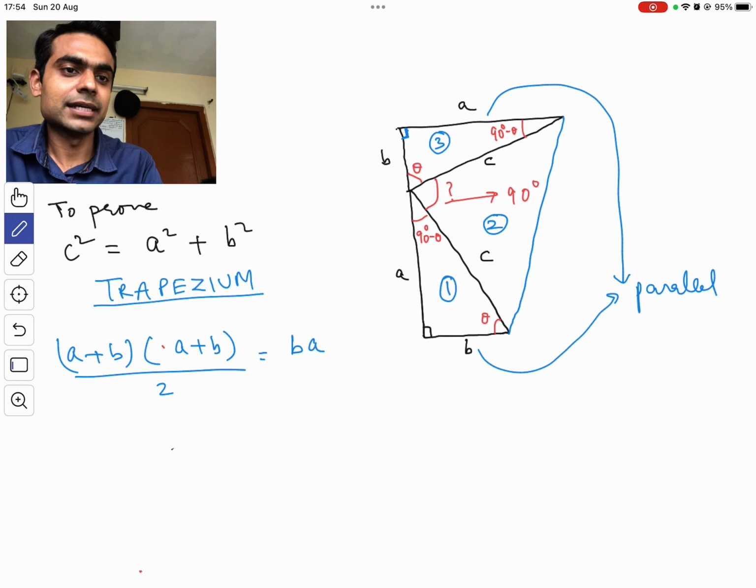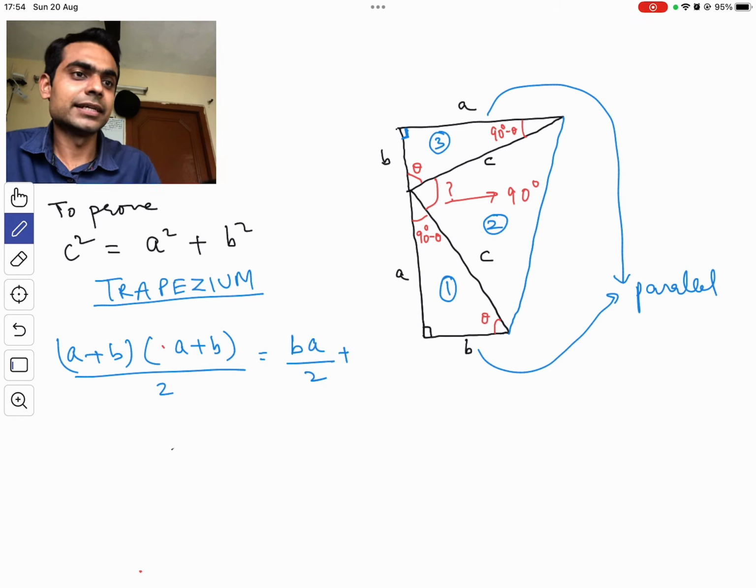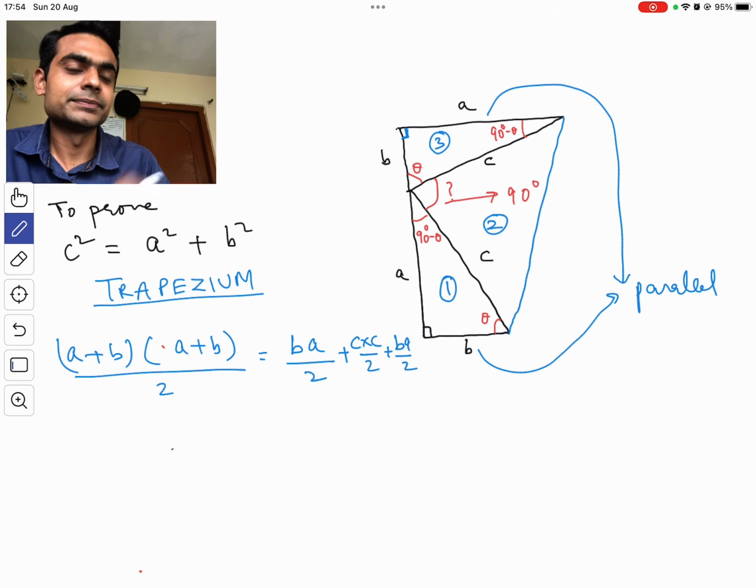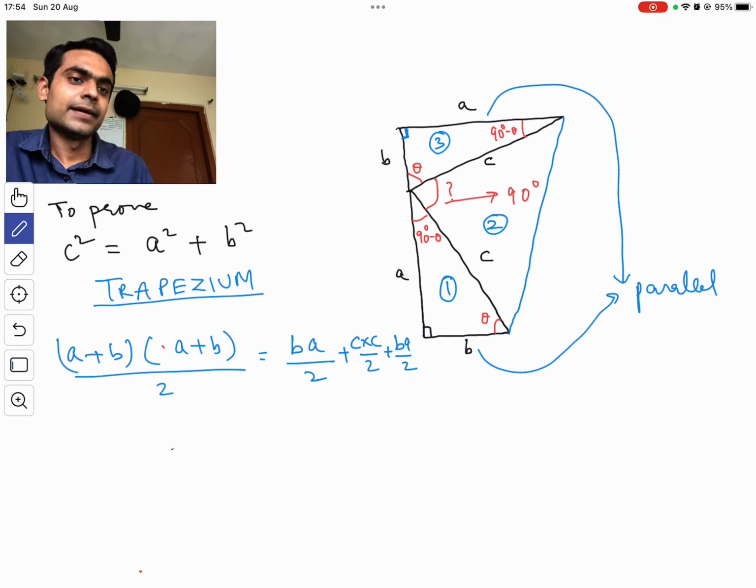So this is equal to base times height divided by 2. Then the area of the second triangle is c times c divided by 2. And the area of the third triangle is again b times a divided by 2. Right? And we see that each term in the equation, left and right hand side, has 2 in the denominator. So we can remove this denominator by multiplying the equation by 2.